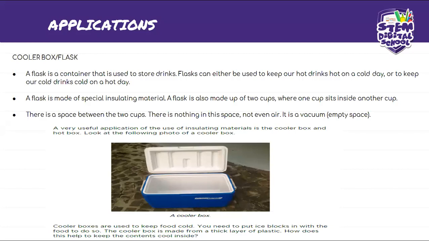A flask is also made up of two cups where one cup sits inside another cup. So in terms of the flask, we see these cups that are being spoken about. And then there is a space between these two cups, and there is nothing in the space, not even air. It is a vacuum, meaning empty space.